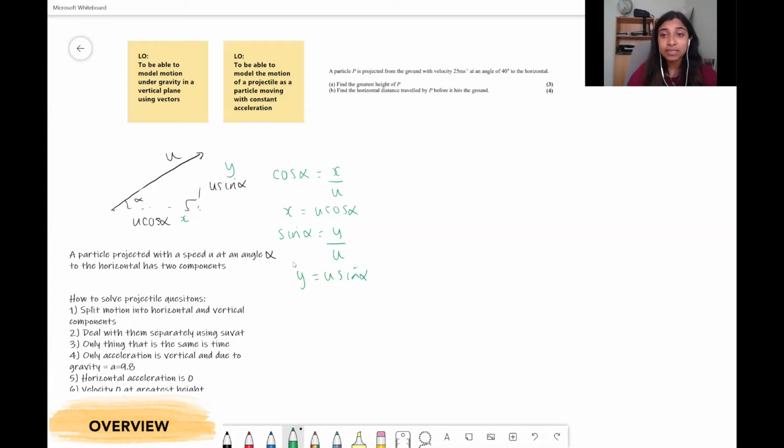One last thing that you need to know is that your velocity is going to be 0 at the greatest height. So if they ever ask you to find your greatest height, that would be the point where your velocity is equal to 0. You can also have your x and y components split using vectors.